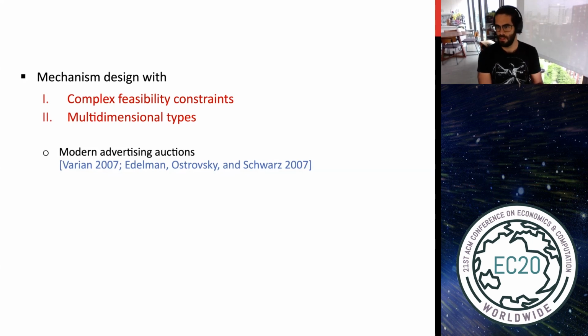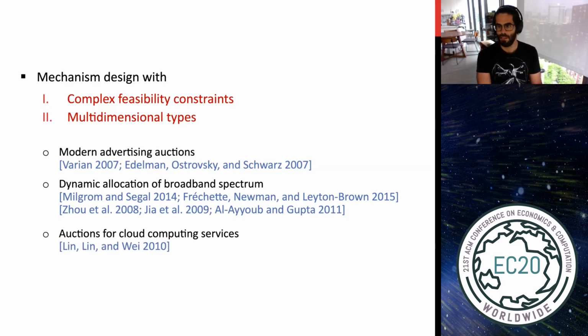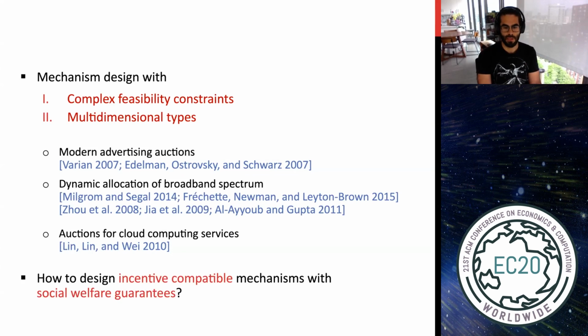For example, you can think of modern setups of advertising auctions, where you have to design a complicated slate of advertisements rather than just sorting the items. You can think of the reallocation of the broadband spectrum, which is another combinatorial problem. Even the optimization problem seems to be hard. And then you can think of auctions for cloud computing services. I'm not going to go through these applications, but the bottom line is, with this complexity, can we design incentive compatible mechanisms that try to maximize social welfare, the total value allocated to the users of the mechanism?